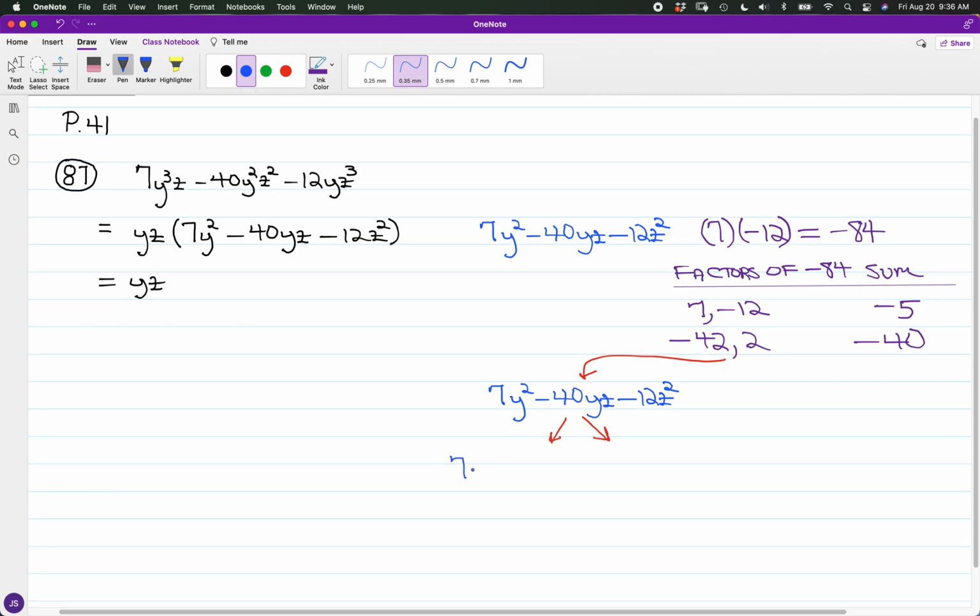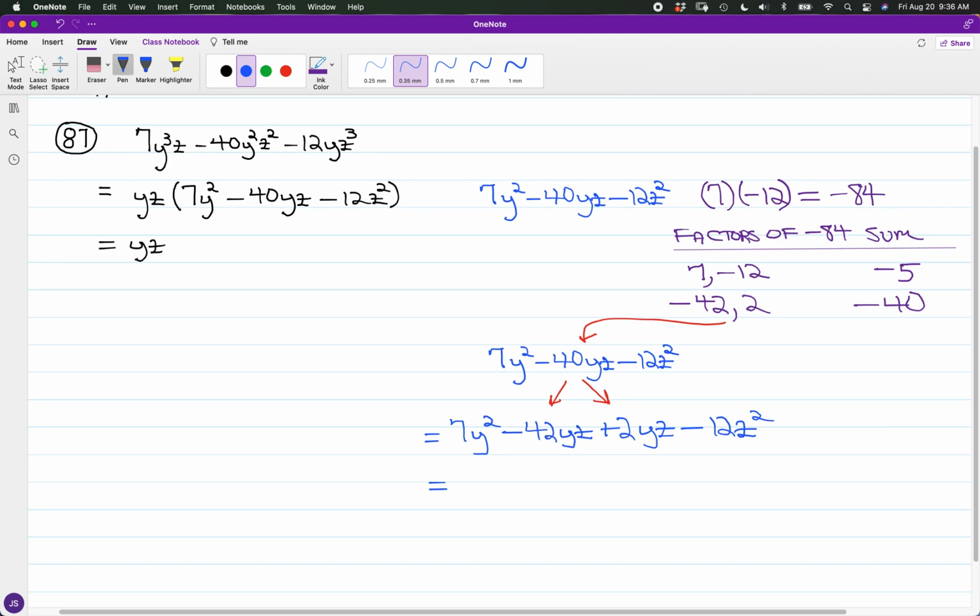So in this situation, we have 7y squared minus 42yz plus 2yz minus 12z squared, and this is where the grouping will come in. If I cluster together the first two terms inside parentheses, I have 7y squared minus 42yz. Again, the operation in the middle is going to be addition.